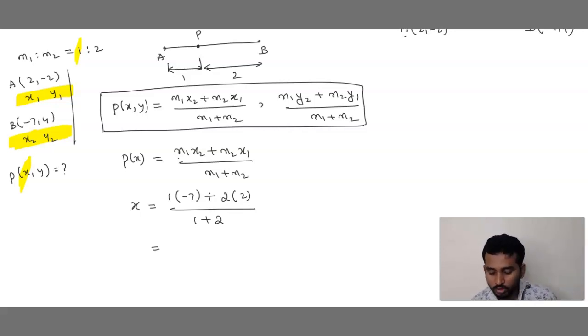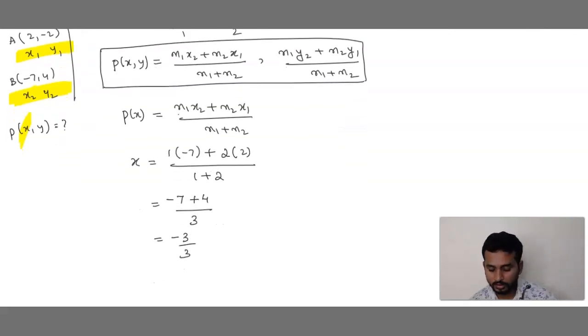That equals plus into minus is minus. 7 ones are 7, plus 2 twos are 4, divided by 2 plus 1, 3. 4 minus 7: in 4 can we subtract 7? No. No means minus. 7 minus 4 is 3, divided by 3, that is minus 3 by 3. Correct? It gets cancelled. Minus 1. So the value of x is minus 1.